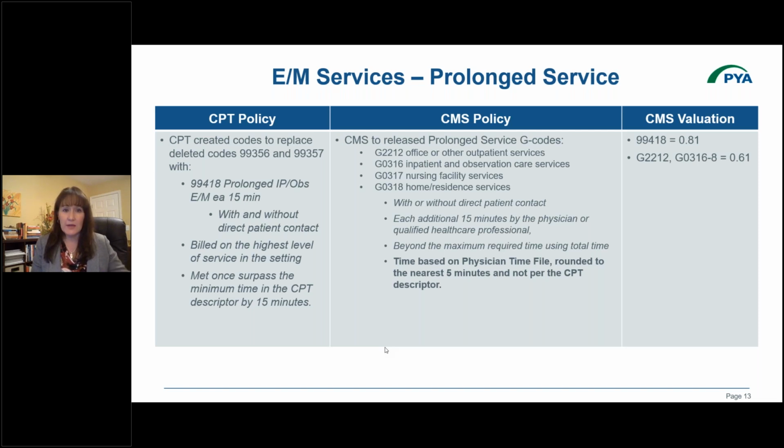So CPT is going back to the drawing board and trying to figure out how they can align with CMS to make it easier for everyone to apply these prolonged service codes. But at this point, we have two different sets of codes, two different sets of guidelines. But we do have a valuation on that 418 at 0.81 for 15 minutes and 0.61 for each of the 15-minute increments, which is basically an increase for the prolonged service. If you look at the hour and additional 30 minutes that you used to bill.